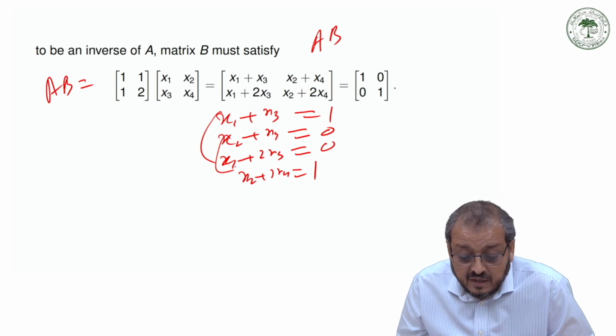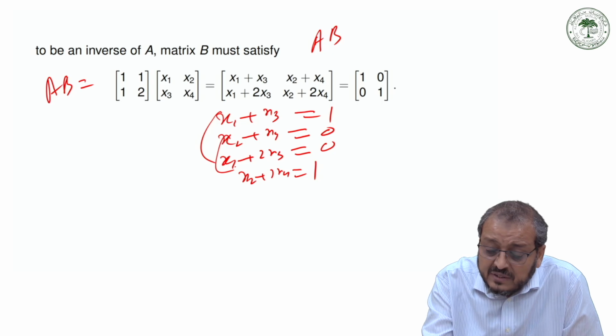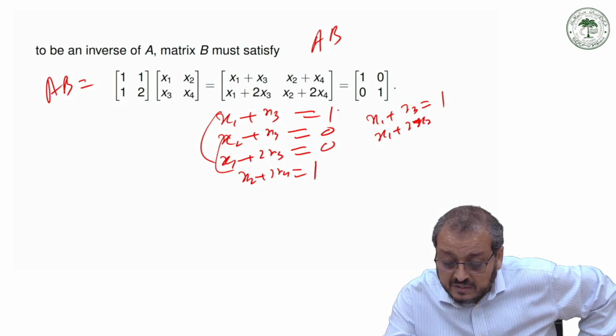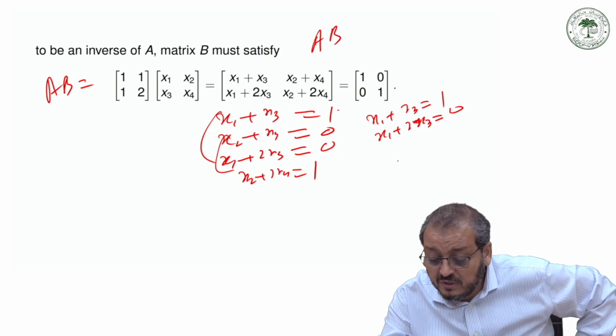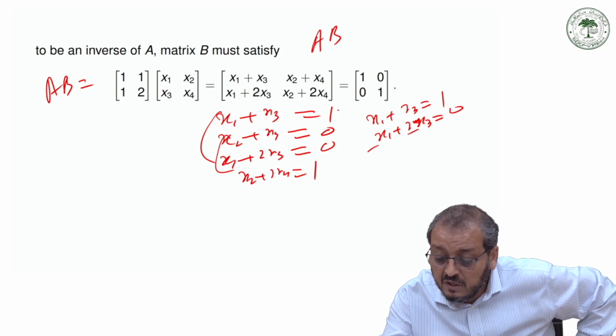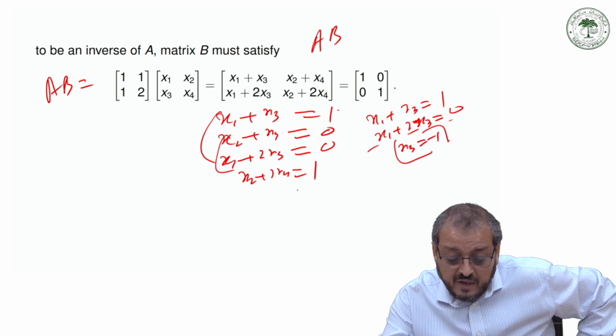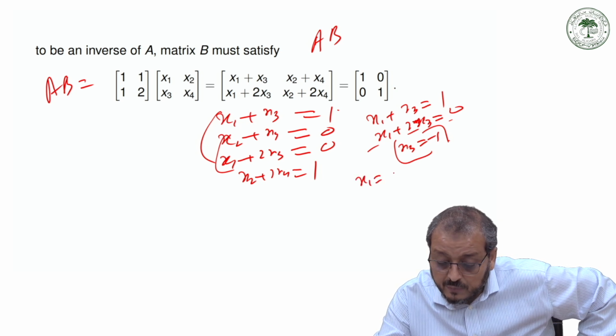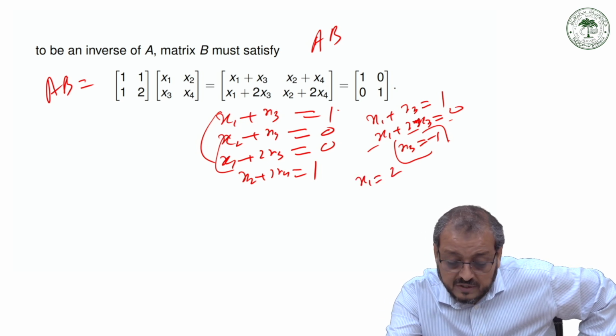We have to just say x1 plus x3 is equal to 1, and also x1 plus twice x3 is equal to 0. Then we simplify these two equations. If we cancel this out, we get x3 is equal to minus 1, and then we get x1 is equal to 2, because of the first equation.